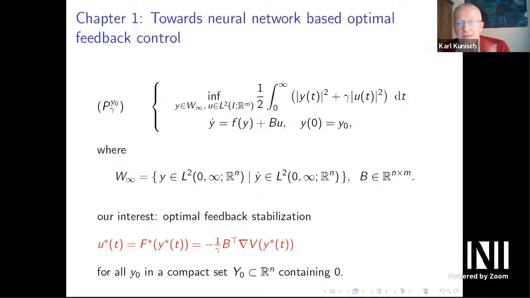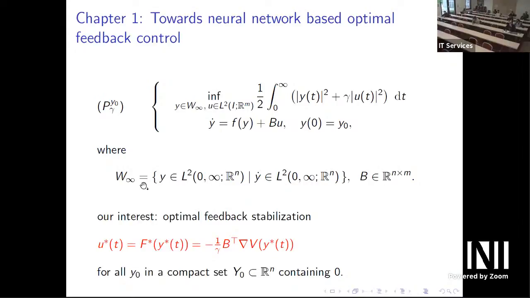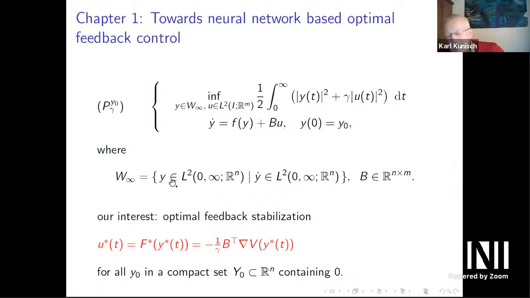Now I turn to the neural network approach to optimal feedback control. I repeat the problem under consideration. And since we are also interested in some analysis, let me say that I consider the state space W infinity for this problem, which is the space of all functions in L2, whose derivative is also in L2. Functions who live in this space have the property that y tends to 0 as t goes to infinity. So those are the functions anyway that we are interested in.